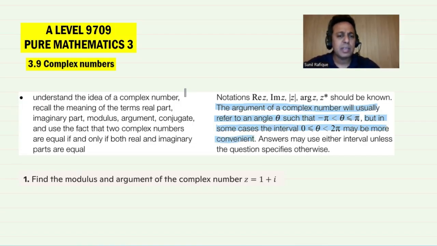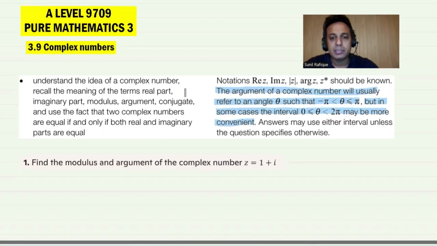But mostly, like 90% of the time in the exam question, you'll see that the range of angle theta is given within minus pi to pi. Considering that, I will solve each of them for negative pi to pi, but give you a variation: what if there is no restriction on how to find the argument. All right, so let's dive into it.